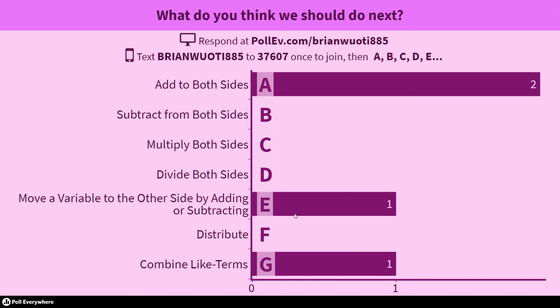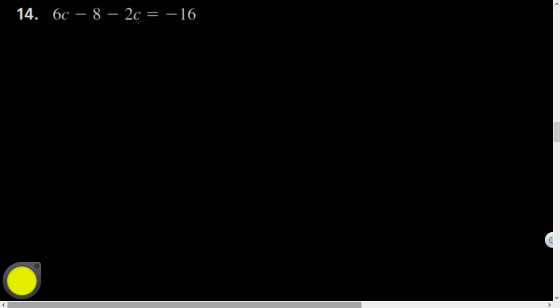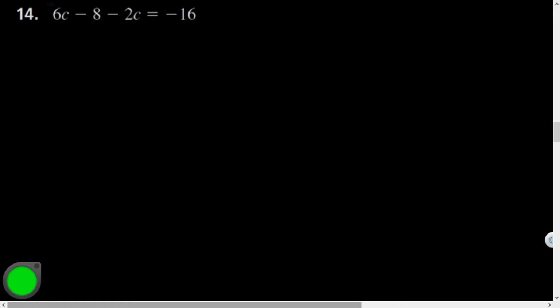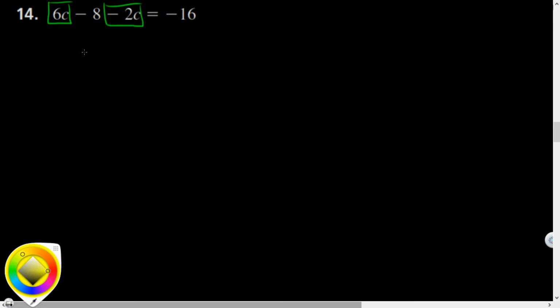I like this one, which said move a variable to the other side by adding and subtracting. That's less helpful. It's possible, but working against us. I'm agreeing with this one, combining like terms. Well done. So 6c minus 2c, I can combine those. Those are buddies. And 6 minus 2 is 4, and those are still c's, right? 6 apples minus 2 apples is 4 apples. It's not suddenly like 4 apple pies. They're still c's. 4c minus 8 equals negative 16.